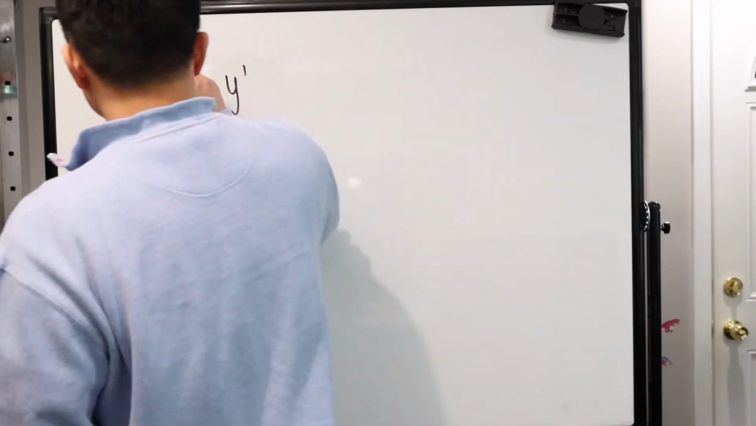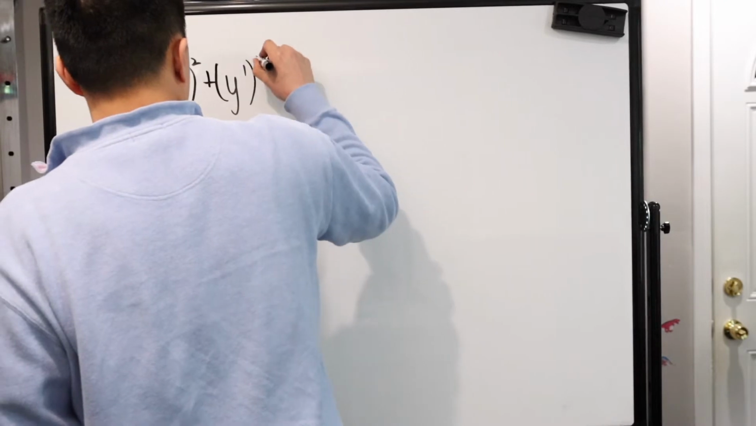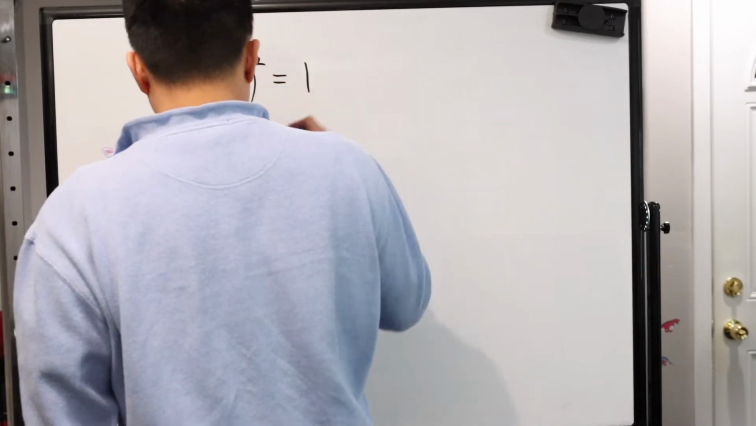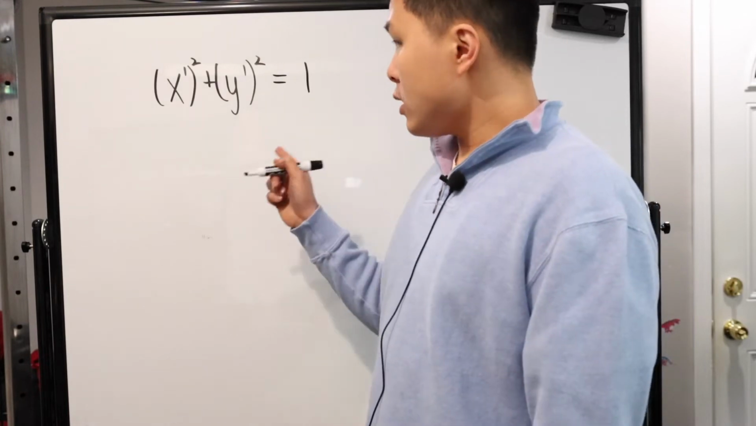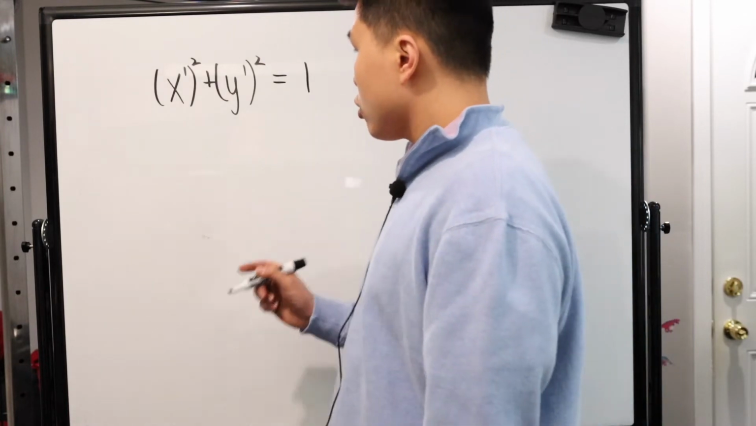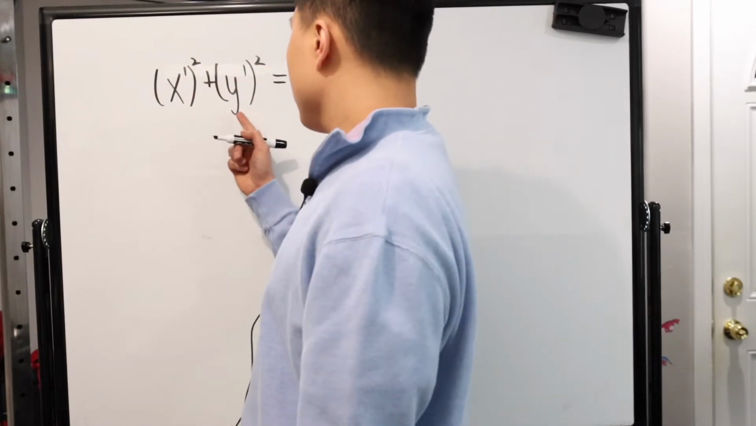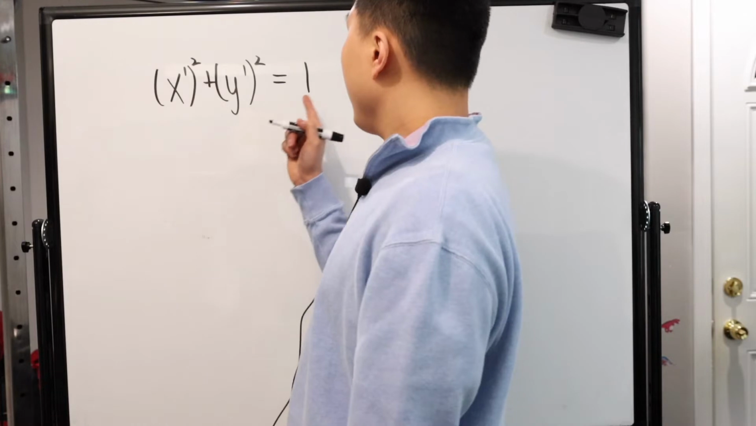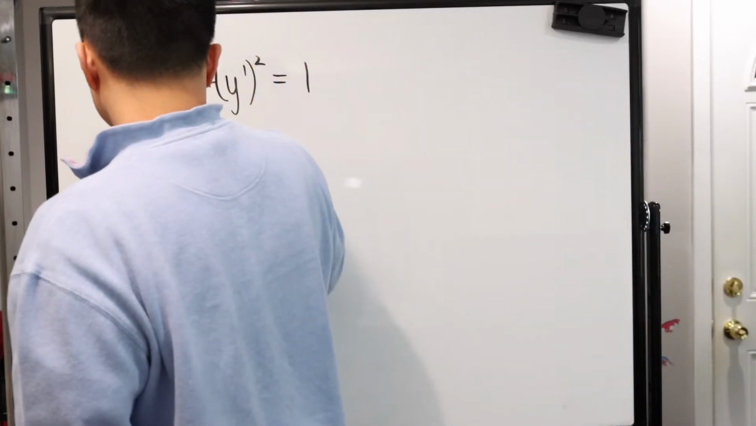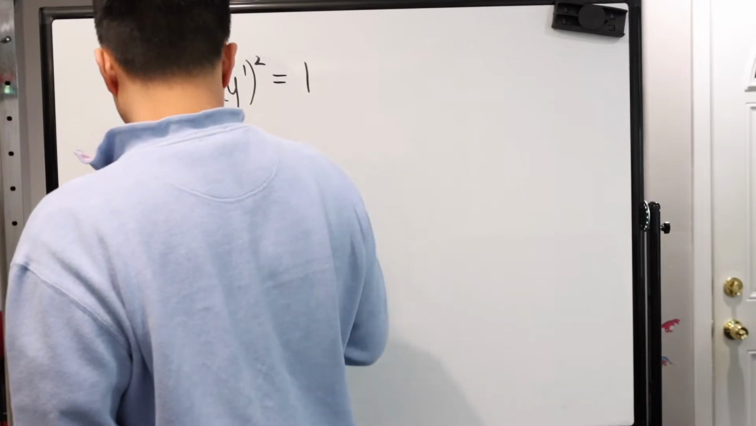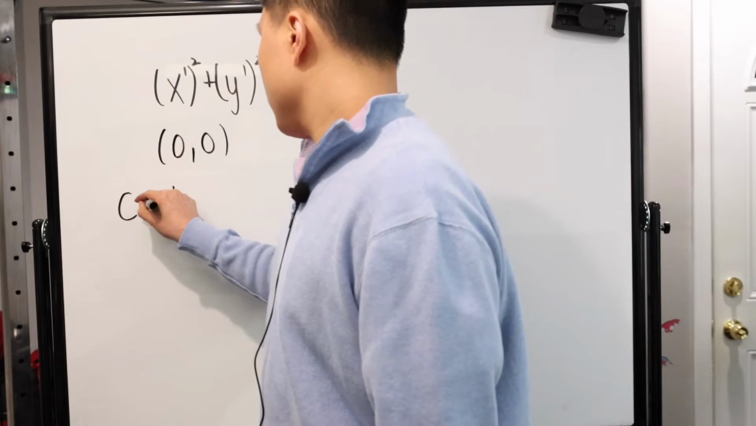I'm going to say x prime squared plus y prime squared equals 1. Now, from this, hopefully you can tell this is basically the equation of a circle, where you have one variable, the other variable, related to x and y, and the radius itself is 1. So the center is going to be 0, 0, and the radius is 1. Okay, let's just do c equals 1, to make it more clear.